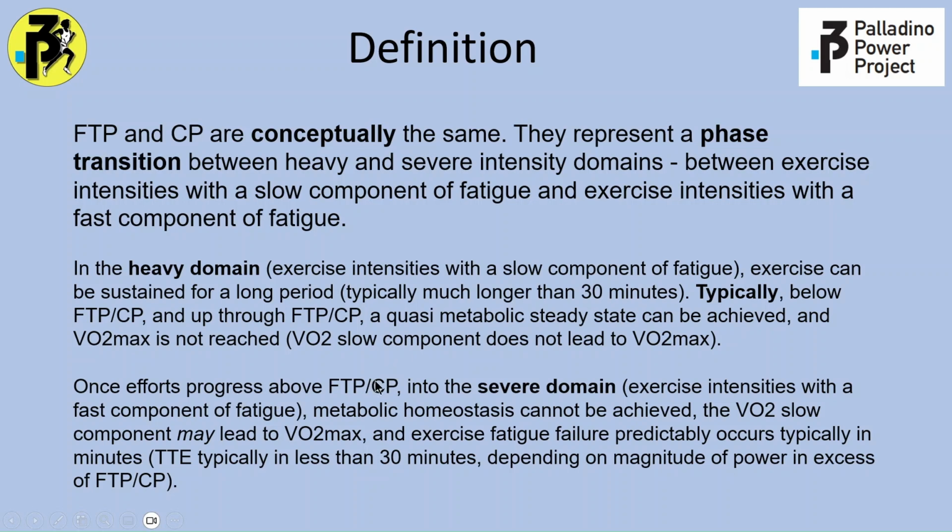On the other hand, once you cross that phase transition, which FTP and CP is trying to identify, you're getting into the severe domain, and that's exercise intensities with a fast component of fatigue, meaning typically metabolic homeostasis cannot be achieved. It's sort of in a ramping or spiraling upwards in terms of metabolic homeostasis degradation.